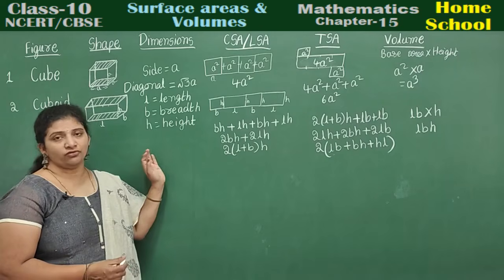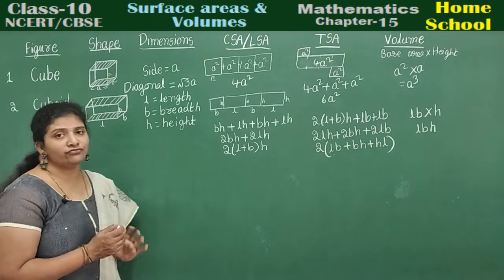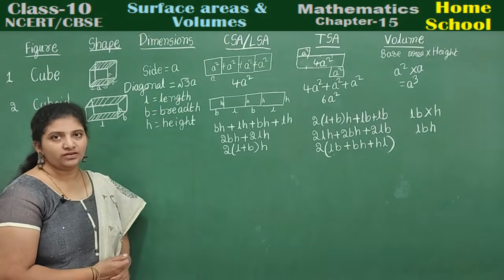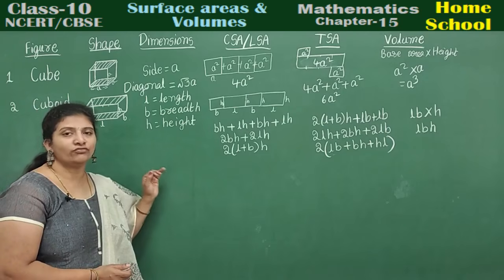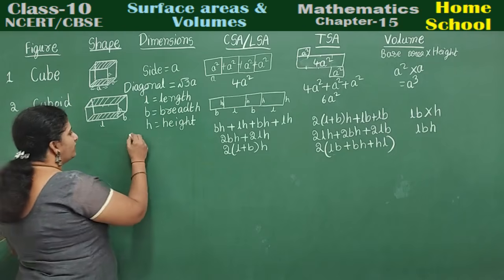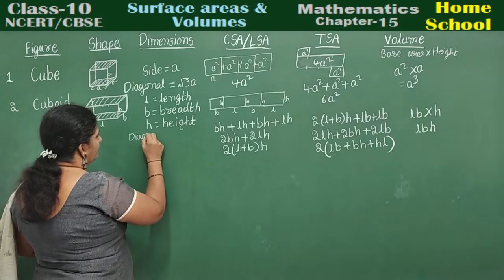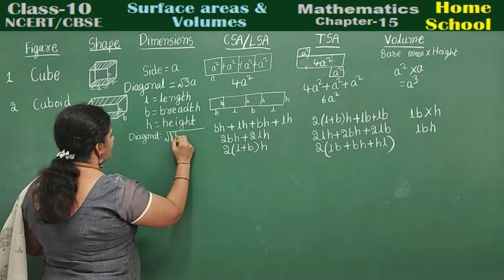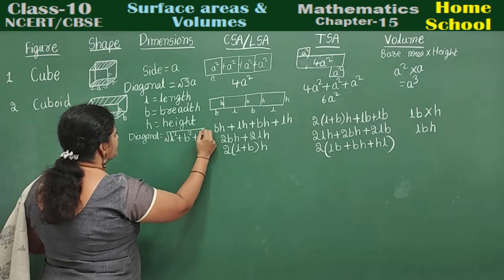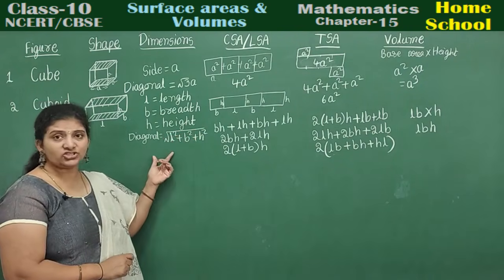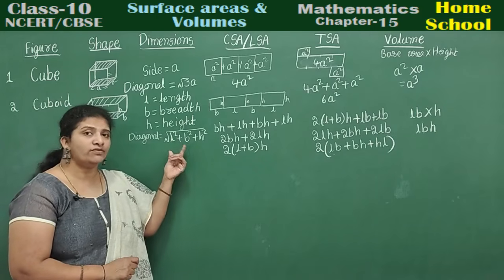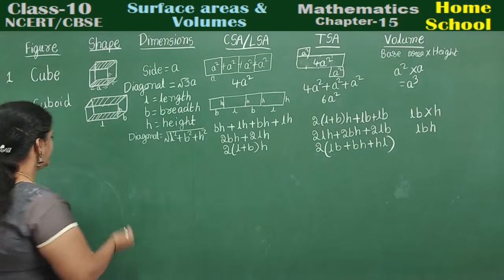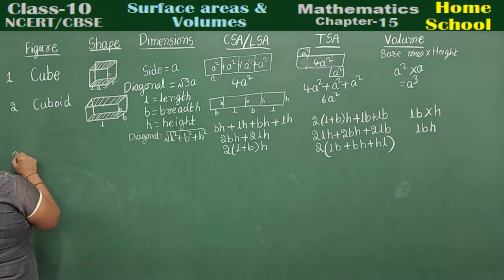As we have seen one formula for a cube, that is how to find the length of a diagonal in a cube, that is root 3a. Similarly, we are going to calculate the length of a diagonal in a cuboid. What is the formula here? Diagonal length of a cuboid is equal to square root of L square plus B square plus H square. The diagonal length here, children, is square root of L square plus B square plus H square. Let's see the next solid, that is right circular cylinder.